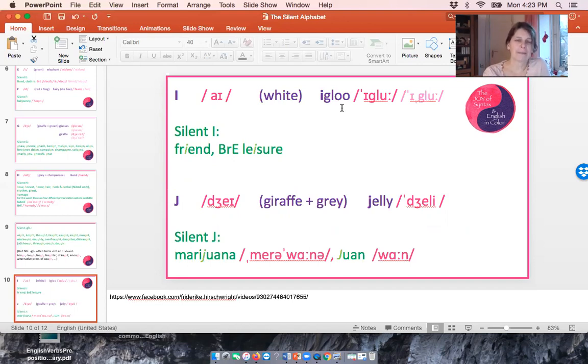J, the letter J. Okay, when you pronounce the letter J, you say J as in giraffe and gray. So we have an example word, jelly. How do you spell it? Jelly. How do you say it? How do you pronounce it? Jelly. Here are two example words in which the J is completely mute. The first one is marijuana, and the second one is the personal name Juan from Spanish. Okay, marijuana and Juan.